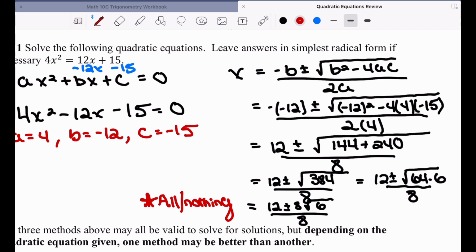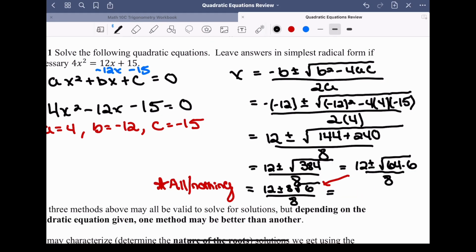In this case, when this simplifies, a greatest common factor of 4 can be taken from all of these. So the greatest common factor shared between 12 and 8 is going to be 4. So we can say this is equal to 3 plus or minus, well, 4 off of 8 is 2, root 6, over, and we remember we took off a greatest common factor from all three of these terms.